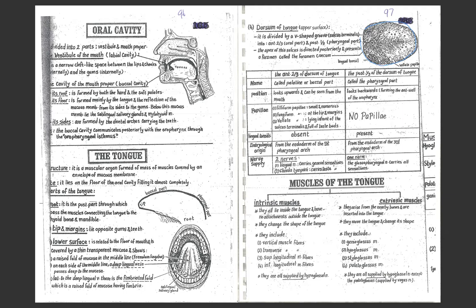Here we have something called the terminal sulcus, sulcus terminalis, and here you have the foramen cecum. This is the tongue. This is the tip of your tongue. But there's no teeth here. Now the teeth are surrounded here, bro, on the edge.